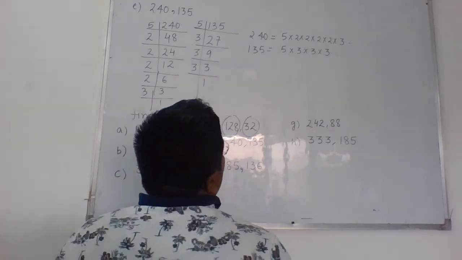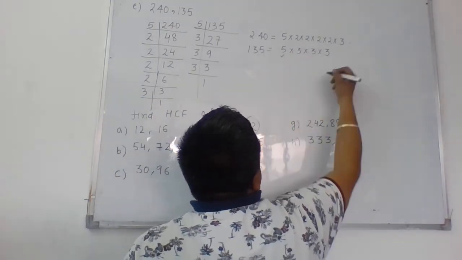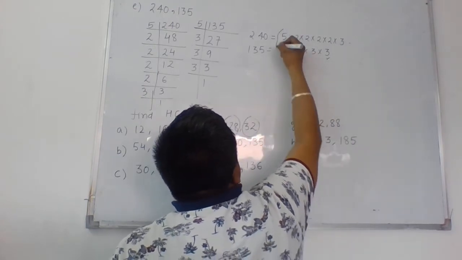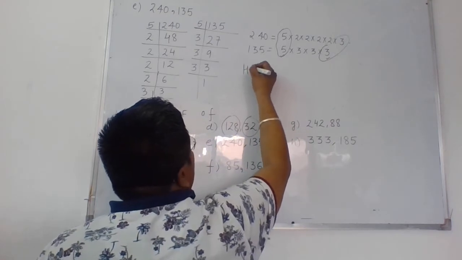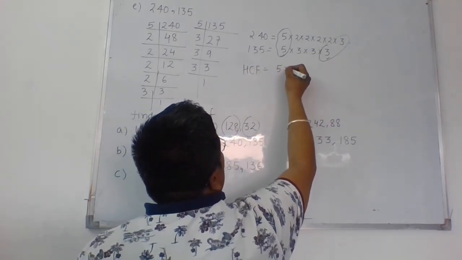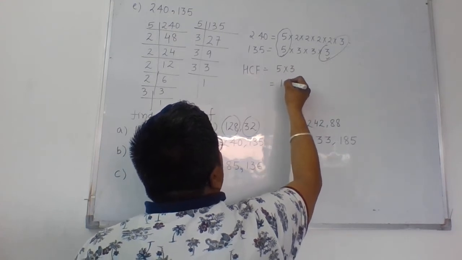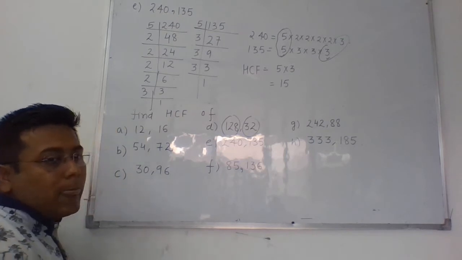Now, what are the factors which are common in both of them? That are 5 and 3. So we encircle them. So our HCF is multiplication of common factors, that is 5 and 3. So 15 is the correct answer.